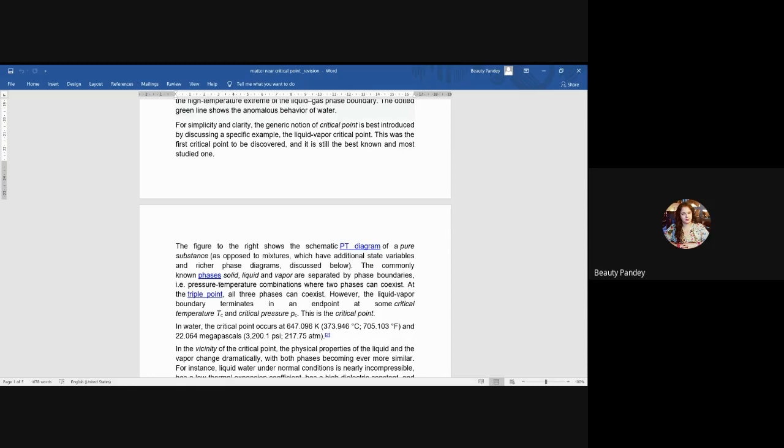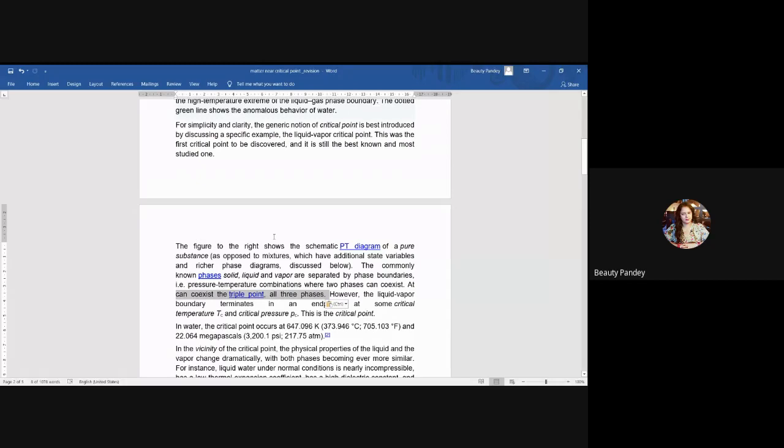So triple point is the point, you see this statement I am highlighting, where all the three phases coexist.